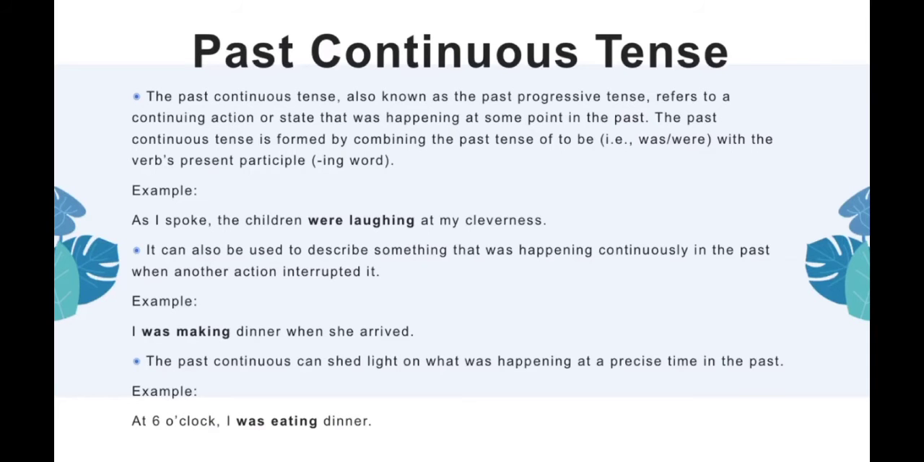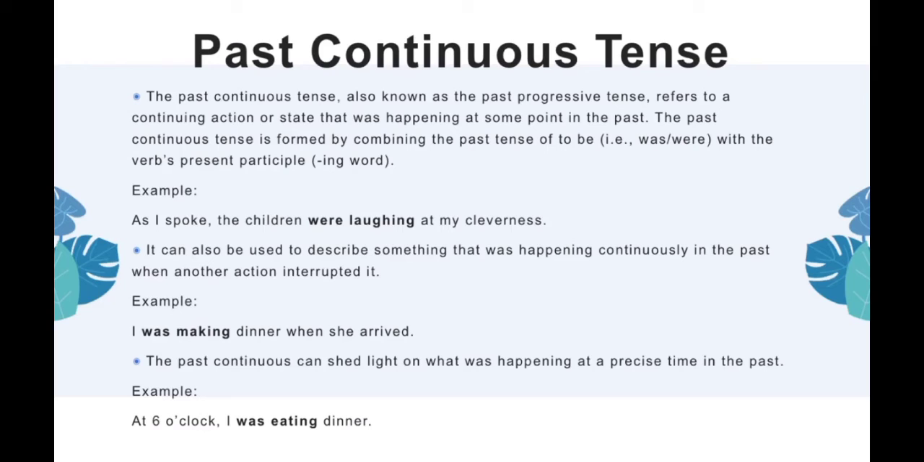So now we are at the past continuous tense. The past continuous tense, also known as the past progressive tense, refers to a continuing action or a state that was happening at some point in the past. The past continuous tense is formed by combining the past tense of to be, was and were, with the verb's present participle, the ing word.